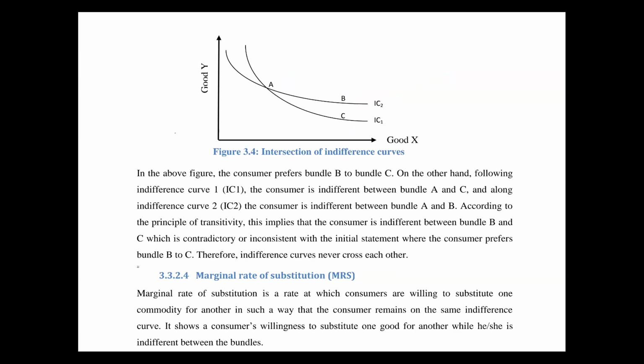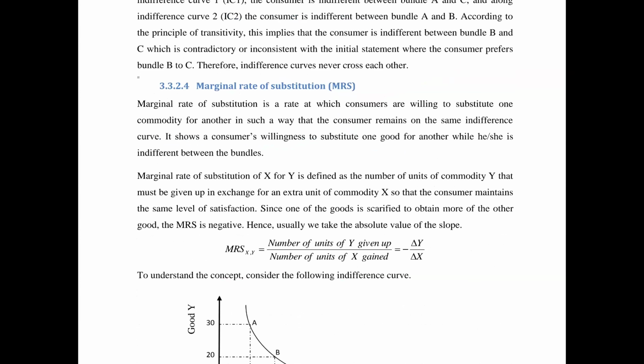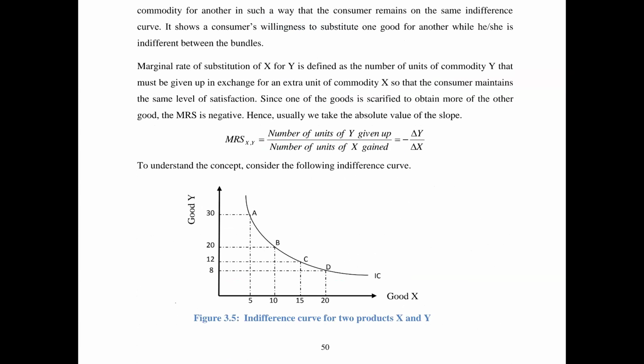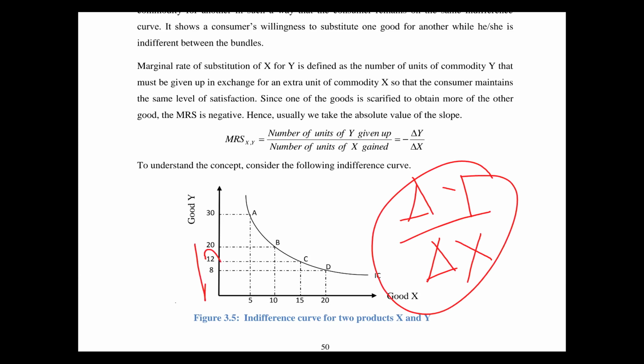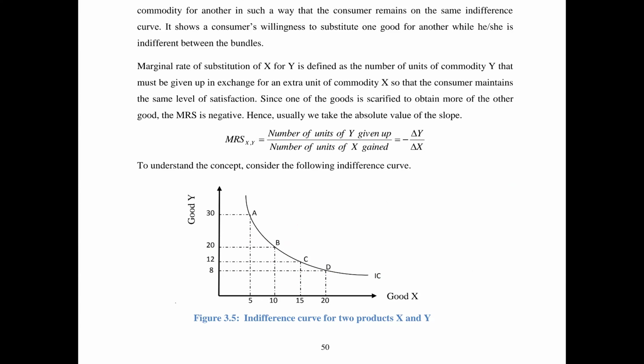Why shouldn't the indifference curves cross? That is the explanation. The marginal rate of substitution, which we have already talked about, is the rate at which one bundle can be substituted for the other, right? It is basically the number of units of Y that are given up, the change in the consumption of Y, divided by the change in the consumption of X. And this gives us the marginal rate of substitution, all right? And this is the message that we are actually sending, right?